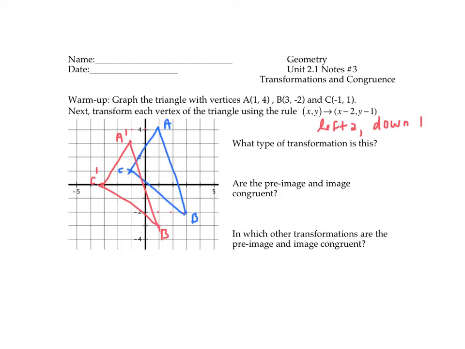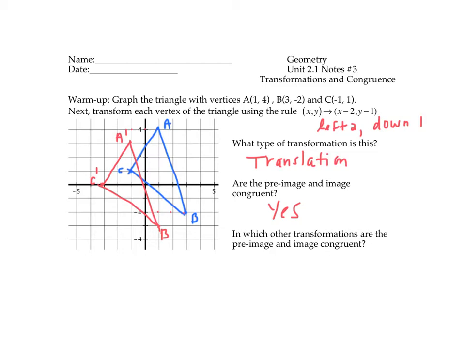So the first question is, what type of transformation is this? And it's a translation, because we're sliding every point in the pre-image, the blue triangle, to the left 2 and then down 1. The next question says, are the pre-image and image congruent? The answer is yes. They have the same size, same shape, so they are congruent to each other.